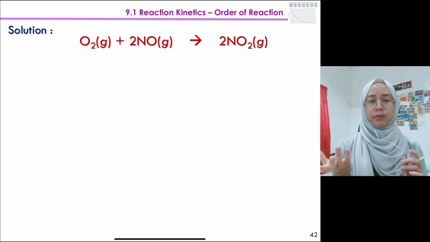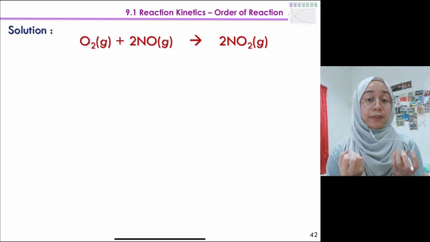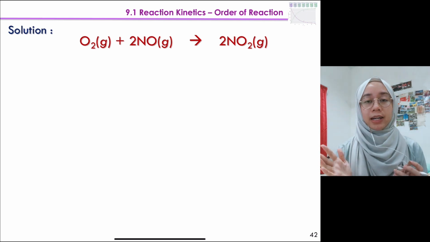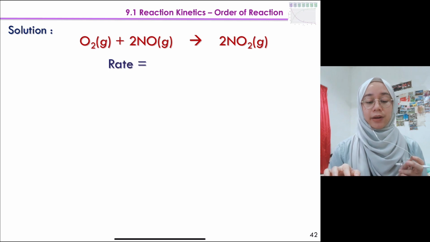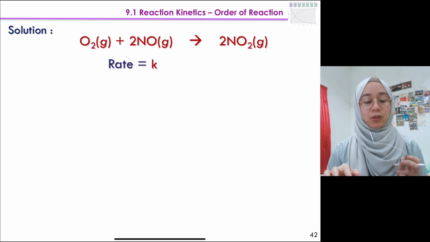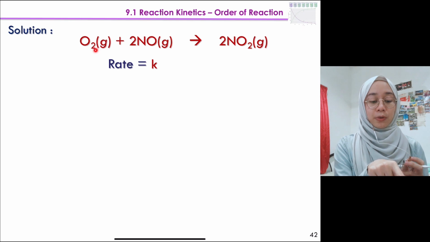Tapi macam mana nak tulis rate law without the value of order of fraction kan? But it's totally fine lah. Kamu letaklah unknown dekat situ sebagai kamu punya order of fraction. So in this case, kamu just letak rate equals to K. So kita ada dua kita punya produk kat sini.